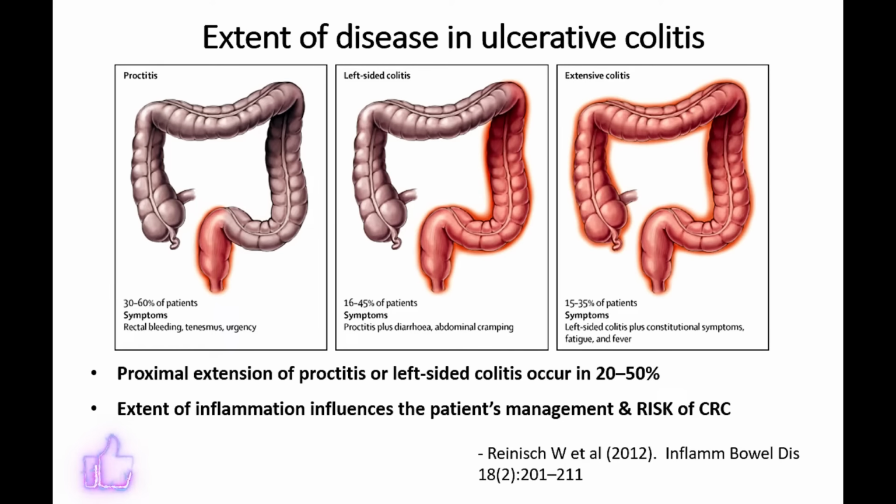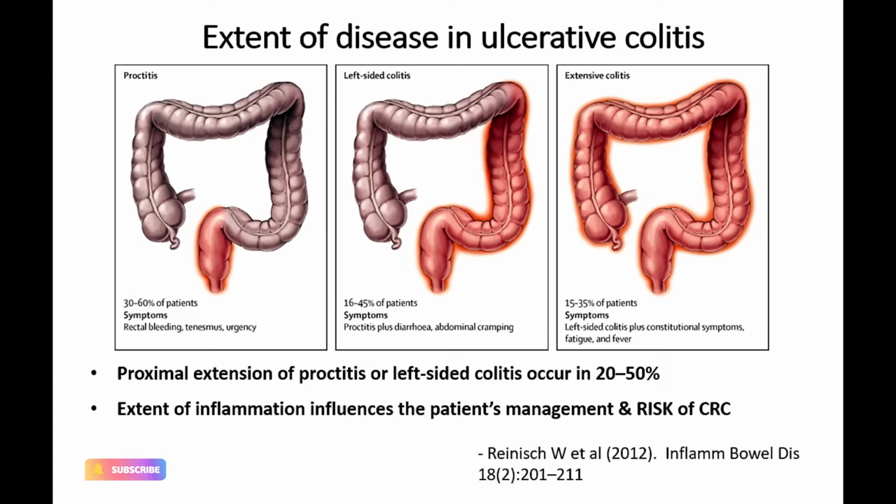As the extent of inflammation increases, the severity of symptoms also increases. The proximal extension of proctitis or left-sided colitis occurs in 20 to 50% of cases. That means a patient initially having symptoms of proctitis or left-sided colitis will have progression of the inflammation to the rest of the colon. The extent of inflammation influences the patient's management and risk of colorectal cancer.